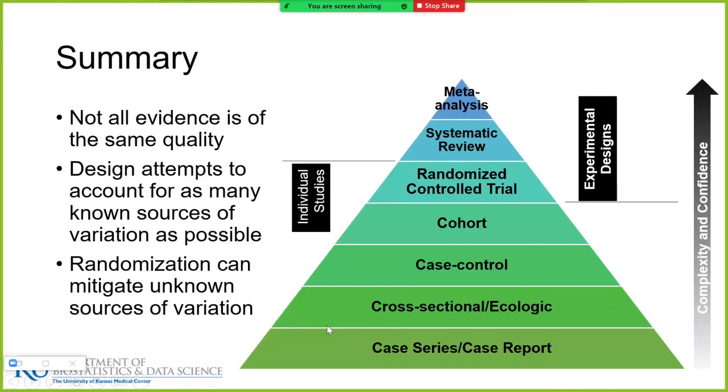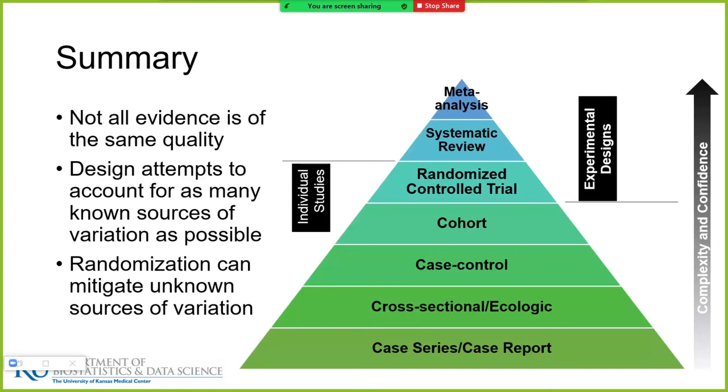So in summary, not all evidence is of the same quality. As we're reading the literature, it's important for us to understand the defining characteristics of a research study and how each of those characteristics, when employed, can either increase or decrease the level of evidence produced by the study. The study design, all of those different characteristics are put in place in an attempt to account for as many known sources of variation as possible.